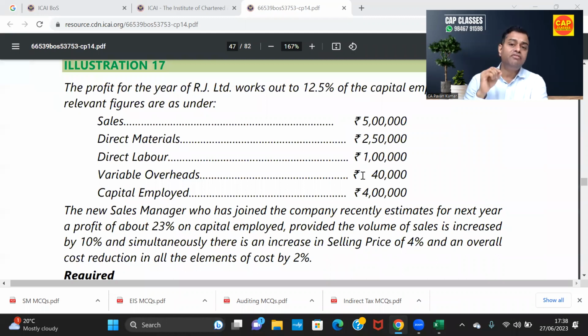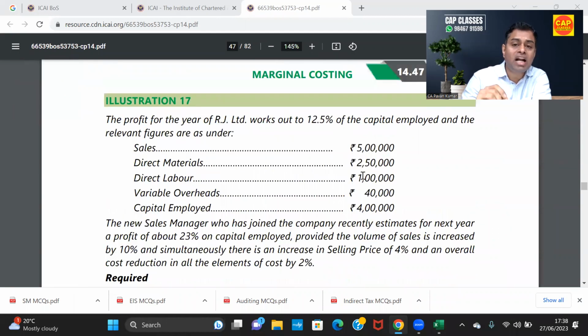Today, let us see one very interesting question from marginal costing. This is our illustration 17 from ICAI study material. It is actually a simple question, not anything complicated except one small working note. But because these problems in marginal costing are unique, in a different way.